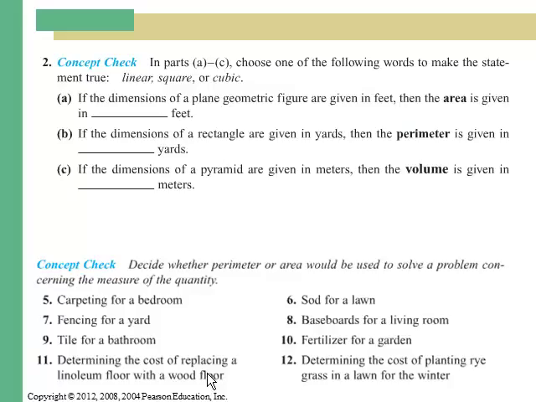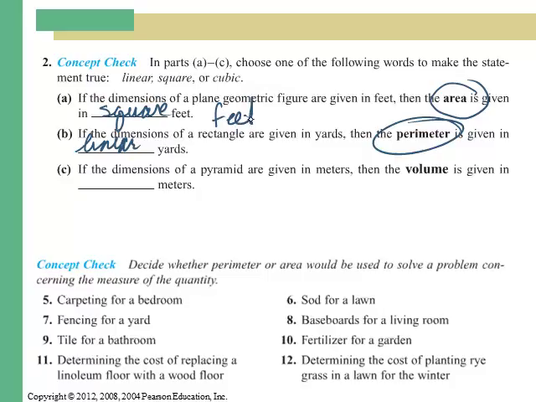Okay, so here's some check yourself questions. Press pause and I'll show you what I got for the answers when you're ready. If you're talking about area, you would use square feet. If you're talking about perimeter, you would use linear feet. Square feet is feet to the second. The linear feet is just feet. If you're talking about volume, you would use cubic feet or meters to the third.